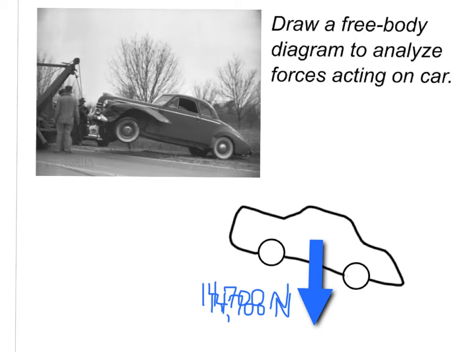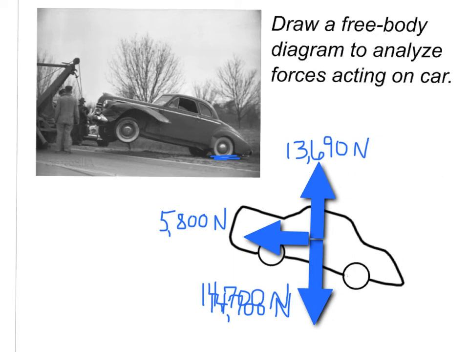The next vector that would probably be nice to draw, if we know the force of gravity is acting down, is the force in an upward direction exerted by the road, where the tires are resting right here. So let's draw that vector. And that one is represented facing up from the center of the car at a force of 13,690 newtons.